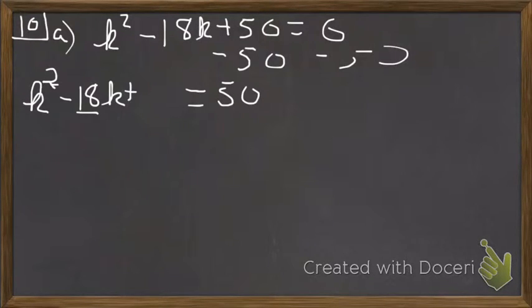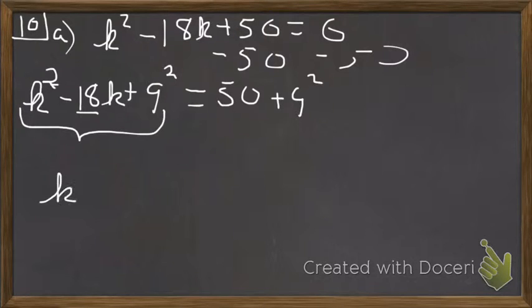Then I take half of this middle term, which would be 9, and square that and add it to each side. 9 squared added to each side. Now this thing factors. It becomes k minus 9. And then the question is, well, how did I know that it was minus? Because this sign right here is minus. And that makes this sign minus.